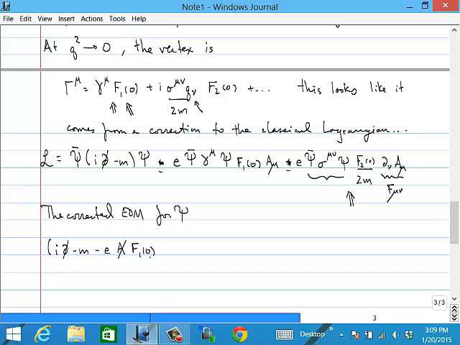And then we have the new term, minus e over 2m F2 of 0 times F mu nu sigma mu nu acting on psi, is equal to 0. So this is the quantum correction. This describes a quantum correction to the equation of motion of the electron. Any questions so far? Yes.